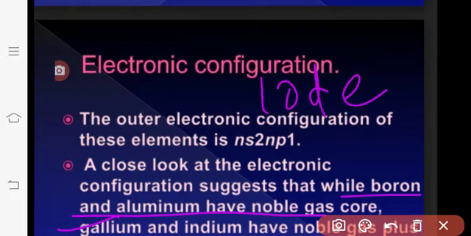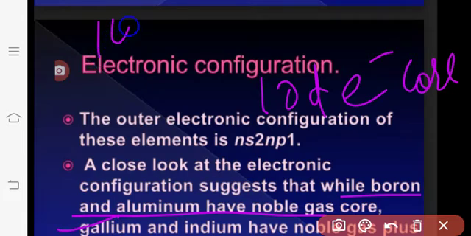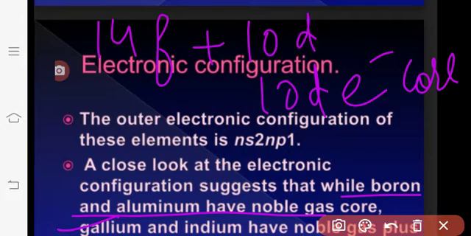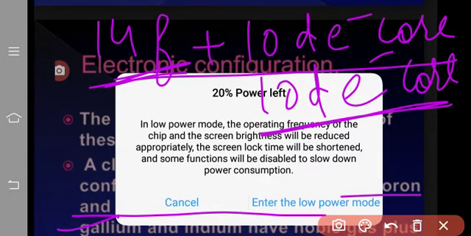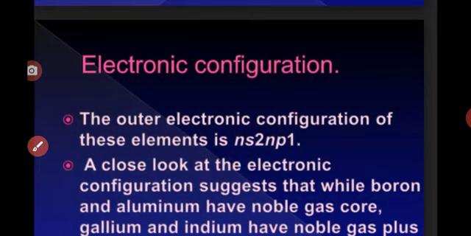So this electronic configuration suggests that boron and aluminium have a noble gas core, and the next two members, gallium and indium, have a noble gas plus 10d electron core. The remaining elements, thallium, has a noble gas plus 14f plus 10d electron core. तो बेटा जैसे जैसे हम नीचे जाते जाएंगे डी ब्लॉक्स आते जाएंगे और एफ ब्लॉक्स भी आते जाएंगे. The inner core makes the chemistry of these elements more complex as compared to the elements of s block.